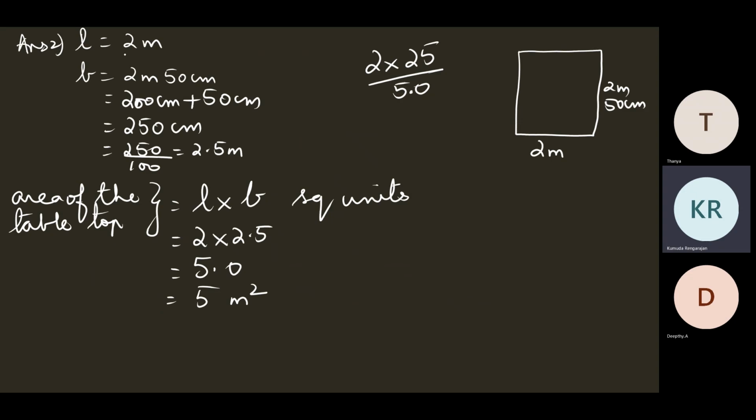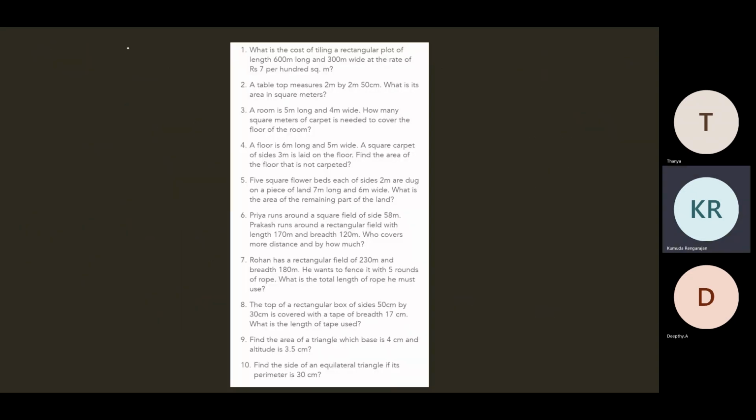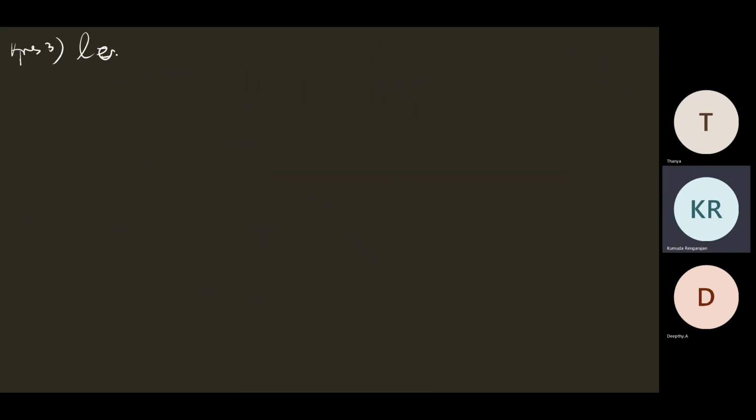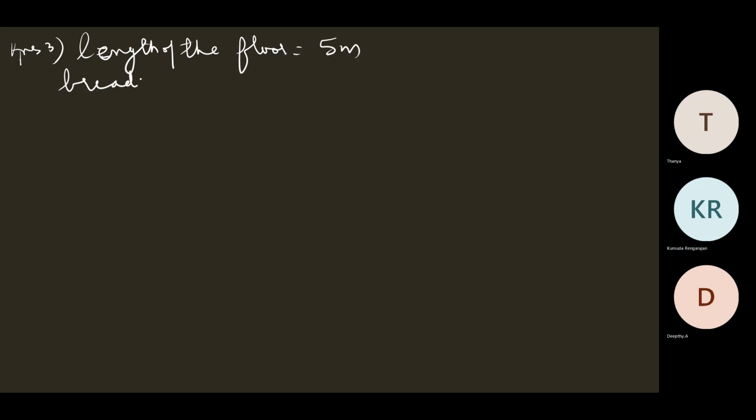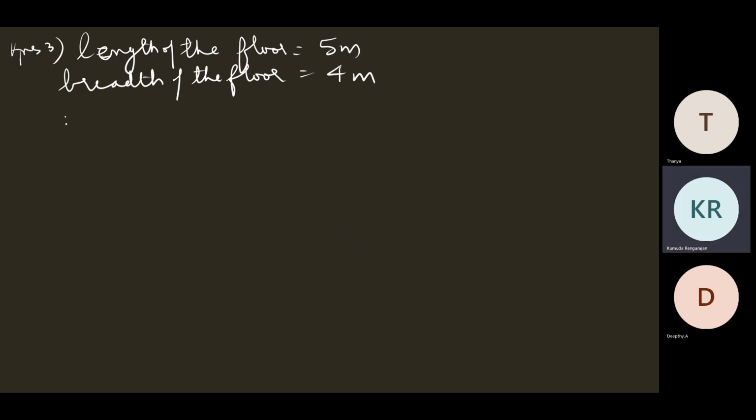So length of the floor is 5, breadth of the floor is 4. It is a room, but it's nothing but the floor. Floor area, or area of the floor, is equal to L into B, because length and breadth are different. So it's a rectangular floor. Square units, because area.